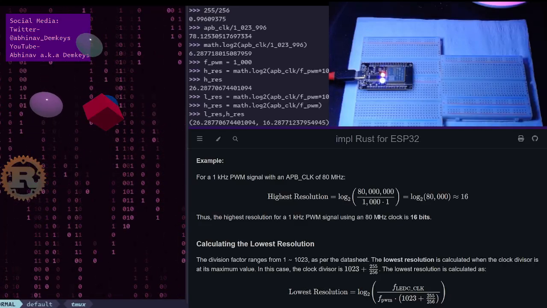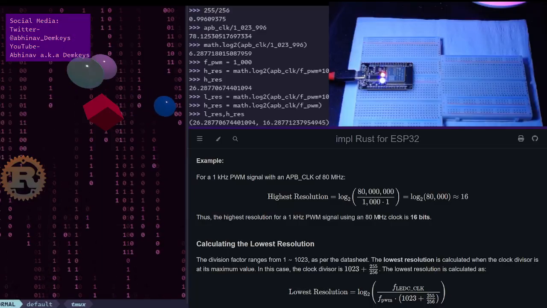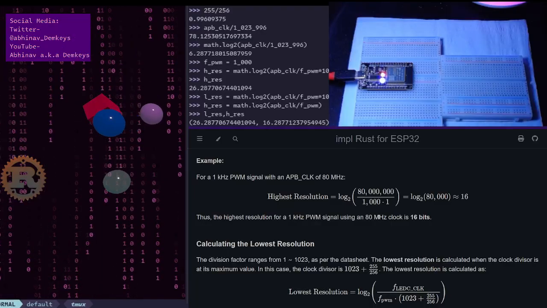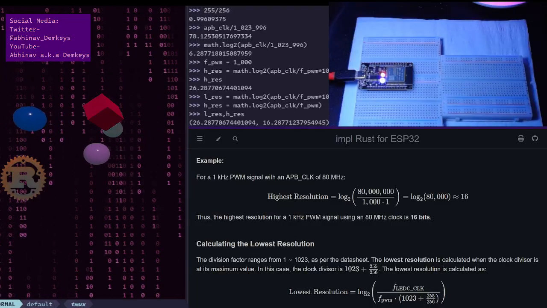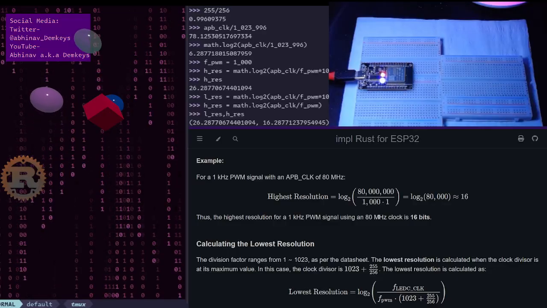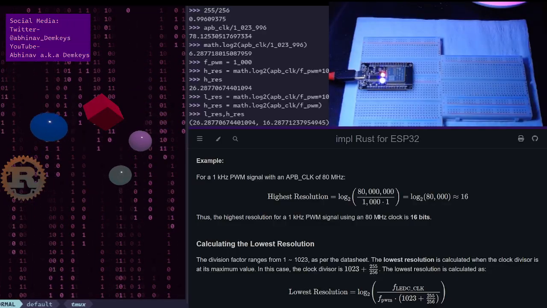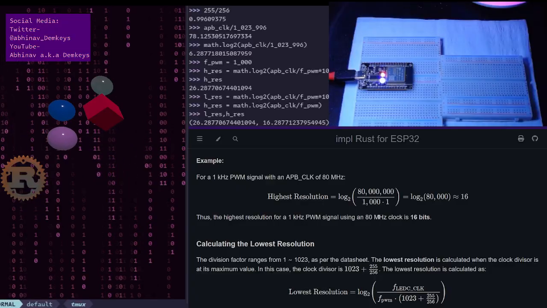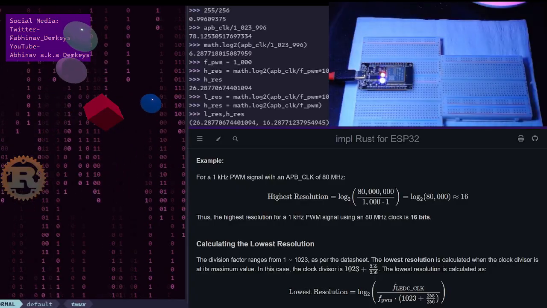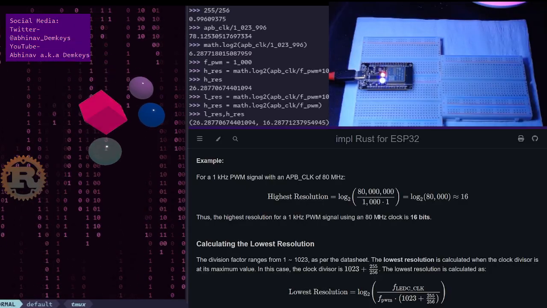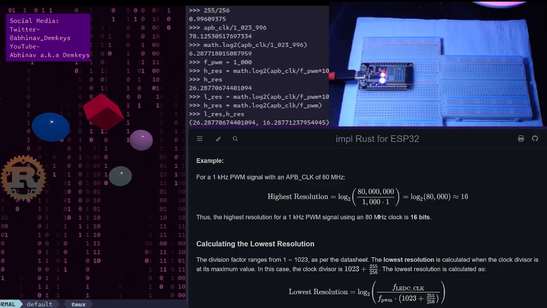Something is wrong here. No, I'm missing something here.